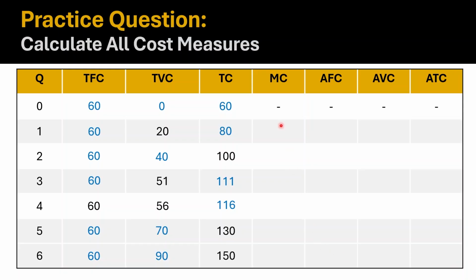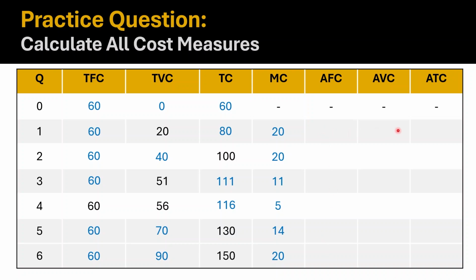After this, we will calculate MC using change in TC by change in Q formula. Now we know that here Q is increasing only by 1 unit. So MC is simply the difference between two successive total cost units. So at Q is equal to 1, it would be 80 minus 60, which is 20, and so on. I hope this is clear.